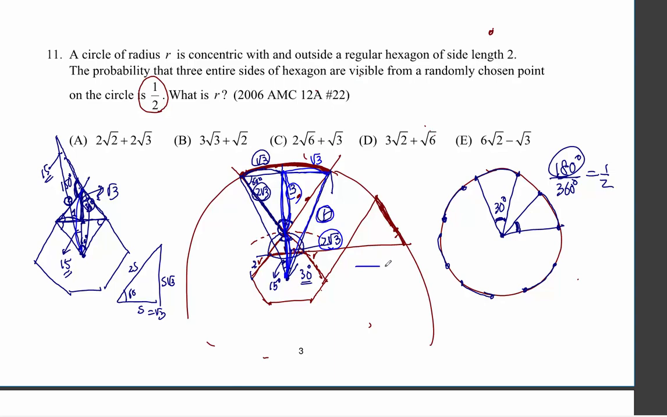This is center. This length is what? 3 plus 2 root 3. This length is what? Root 3. This is R. Okay? This is a right angle. Now perfect. Now we can find R, the length of the hypotenuse.